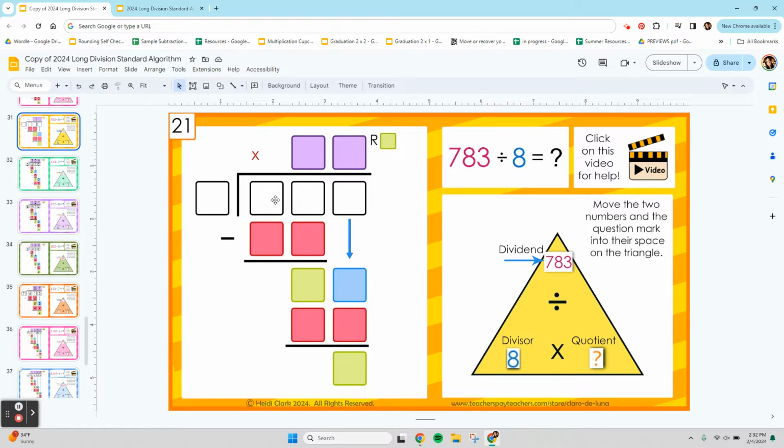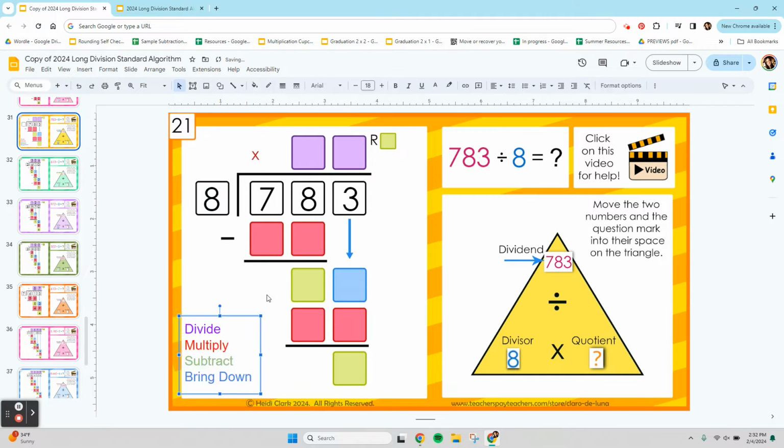If you're working with the slideshow, just click and type to put in the numbers, but you can also follow along with a whiteboard or a piece of paper. I'm going to use the steps divide, multiply, subtract, bring down, purple, red, green, blue, repeat. I want you to think about each step, maybe give it a try, pause the video, and then just check in to help you as you go.